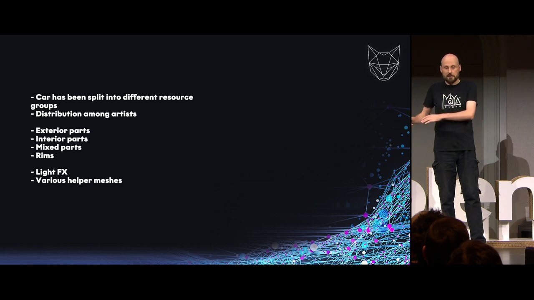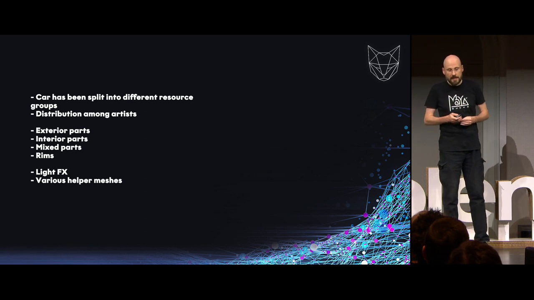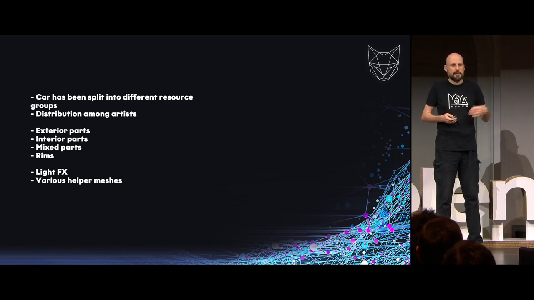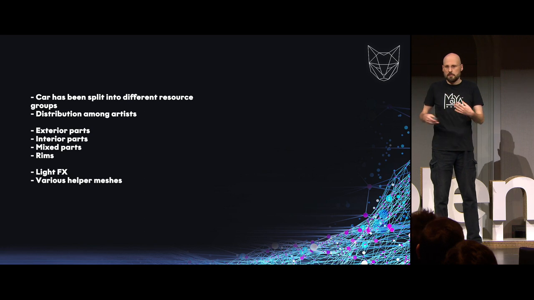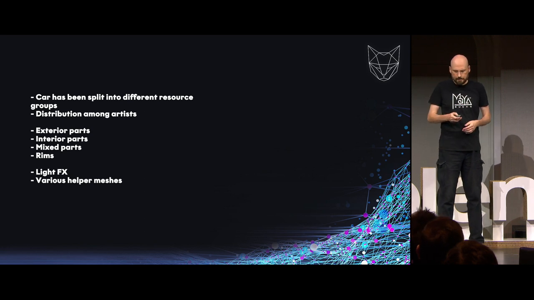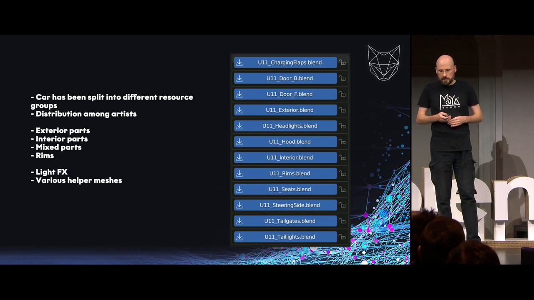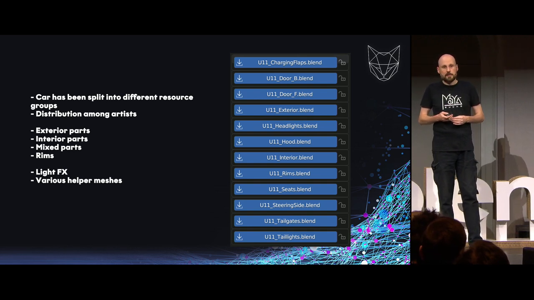Rims are a whole other topic in and of themselves. And after that is done, we also add in some light effects and various helper meshes to fill in a gap here or to guide reflections over there. And these are the parts that the individual artists can work on. So we have front doors, back doors, charging flaps.